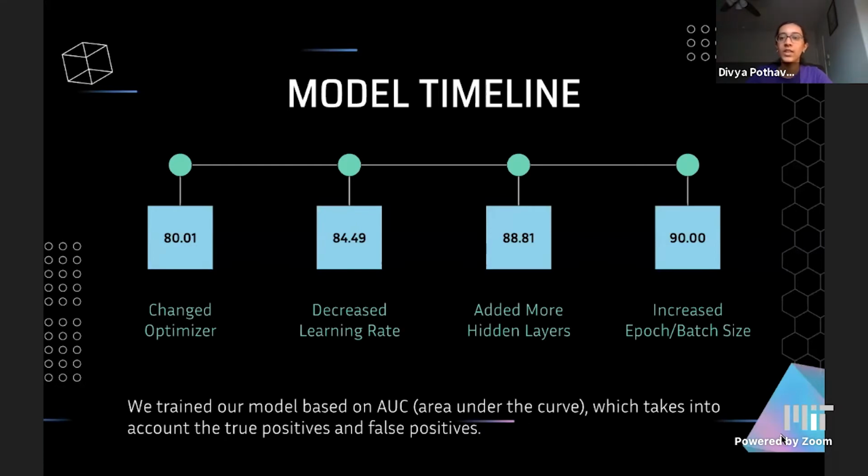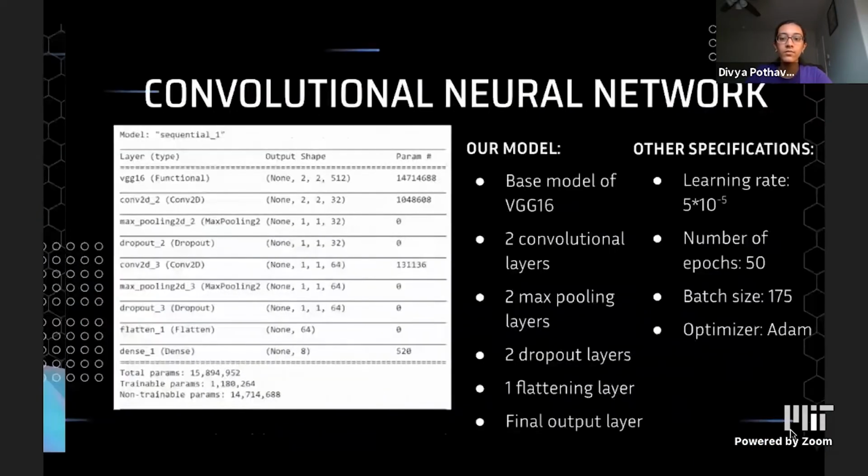We started off with an AUC score of about 80, and after editing a variety of parameters such as optimizer, learning rate, depth, epoch, and batch size, we were able to attain an AUC score of 90. And given that the max score is 100, 90 is pretty good.